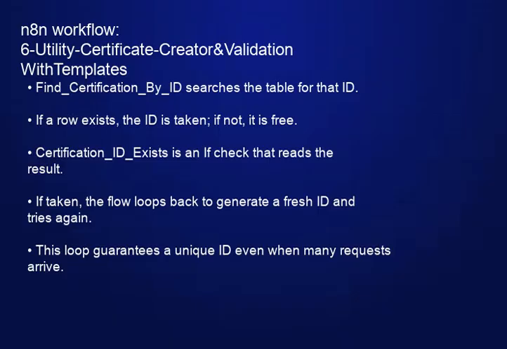Find Certification by ID searches the table for that ID. If a row exists, the ID is taken. If not, it is free. Certification ID exists is an if check that reads the result. If taken, the flow loops back to generate a fresh ID and tries again. This loop guarantees a unique ID even when many requests arrive.